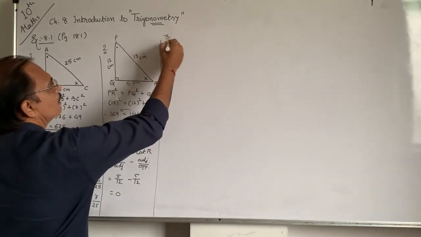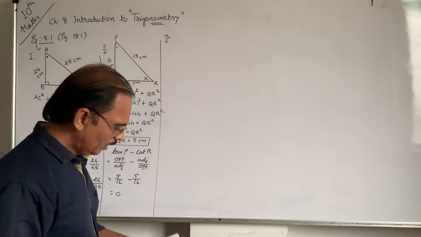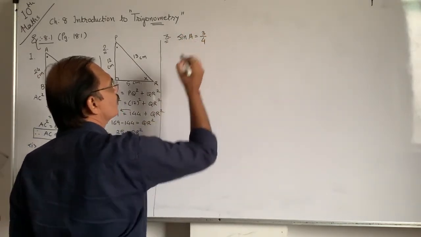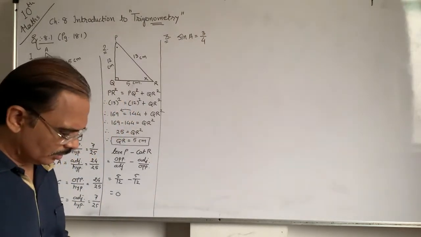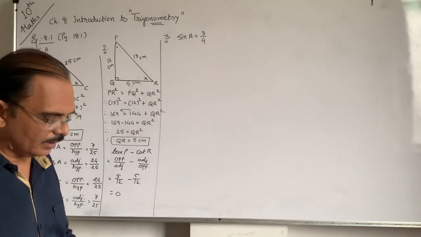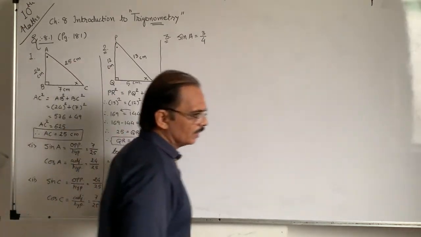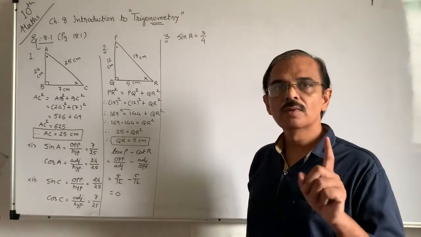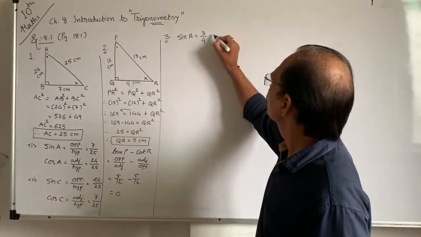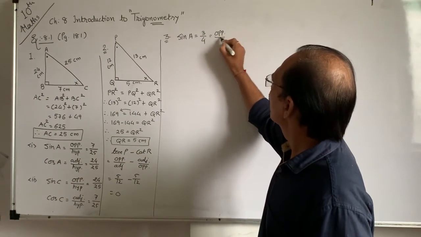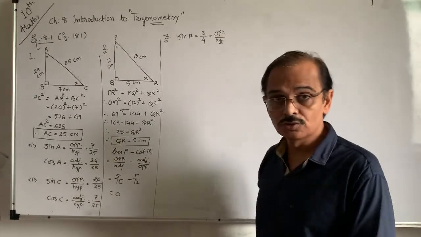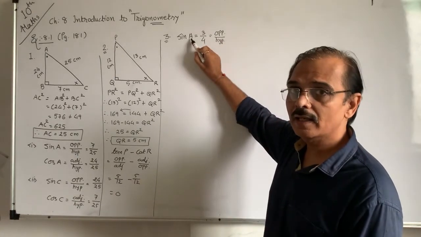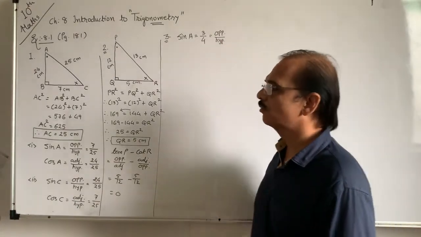Now question number 3. If sin A equals 3 by 4, then find cos A and tan A. See now, the triangle is not given, but one ratio is given, and you know the formula of this ratio. What is the formula of sine? Opposite upon hypotenuse. So we suppose that the side opposite to angle A is 3 and hypotenuse is 4.